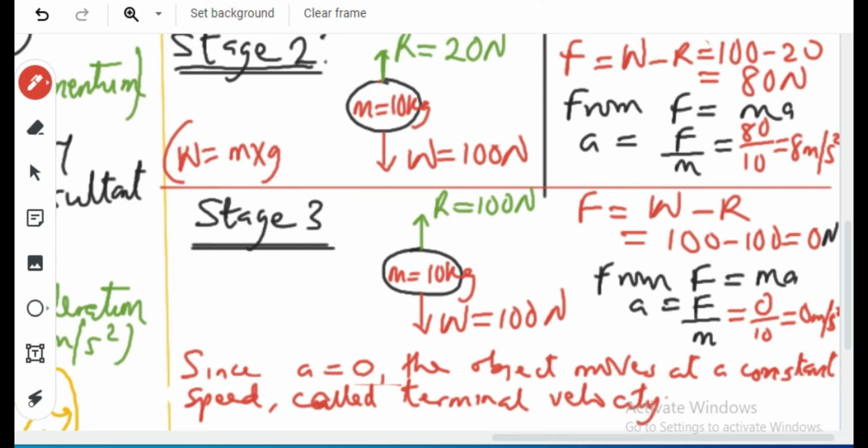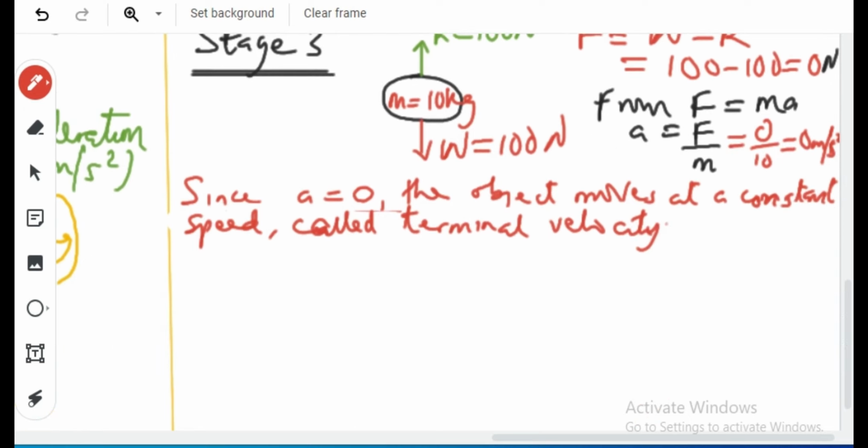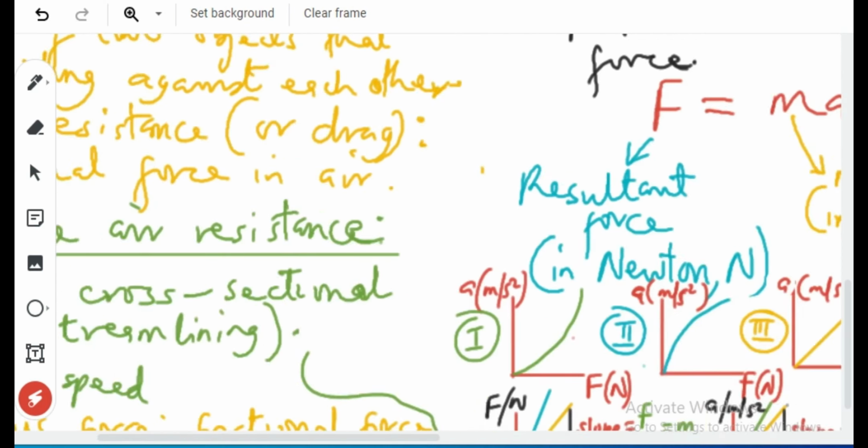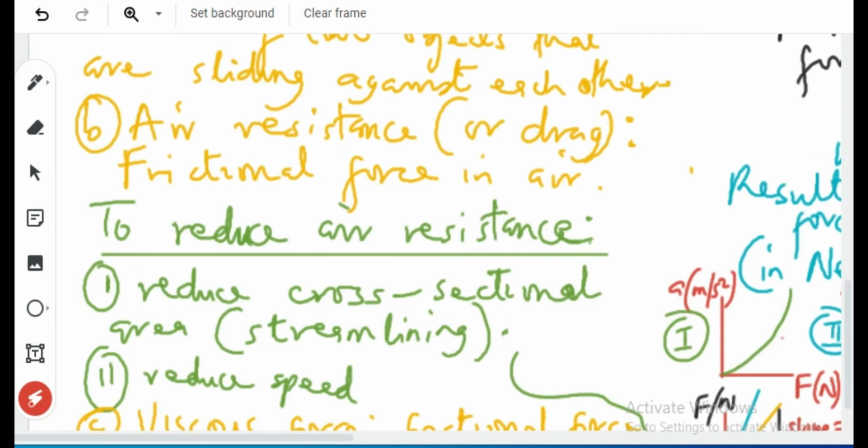Can you tell me now? It is moving at a constant speed. Can air resistance increase? Yes. What are the factors I said can increase air resistance? Speed and cross-sectional area. But it's moving at a constant speed now, so air resistance will be constant as well. Since the speed is not changing, air resistance will also not change if it is only about speed.